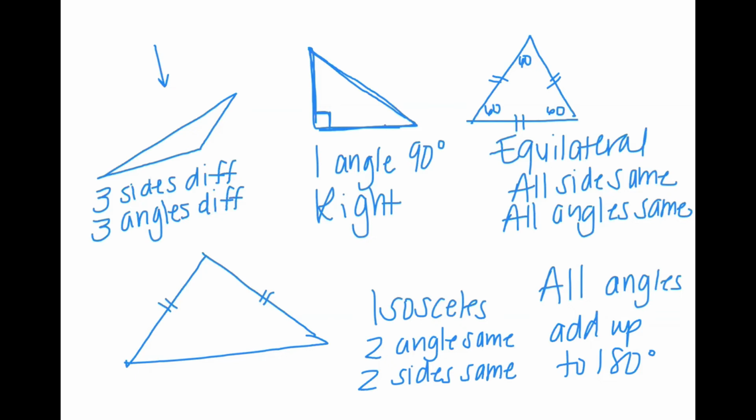Now, a couple of things you should know. In an isosceles triangle, because these two sides are the same, these two angles are the same. So we put a little line through them to show that the angles are the same as well. Okay? Any questions?